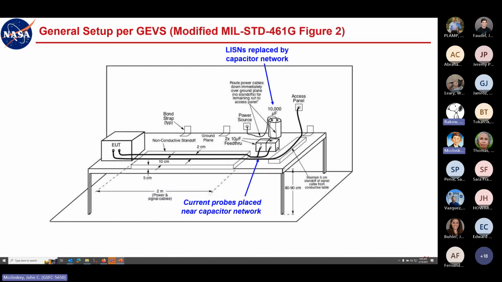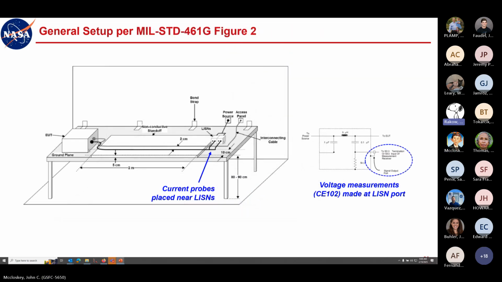So moving right along. So John, real quick. Basically what you're saying is the 5 microhenry should be something else. What should that be for a typical spacecraft?